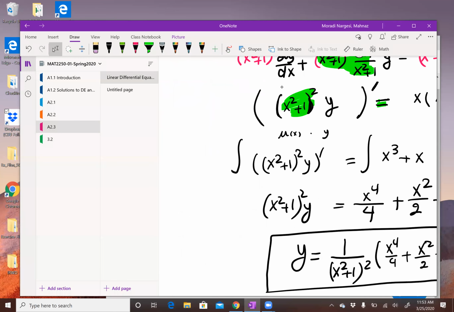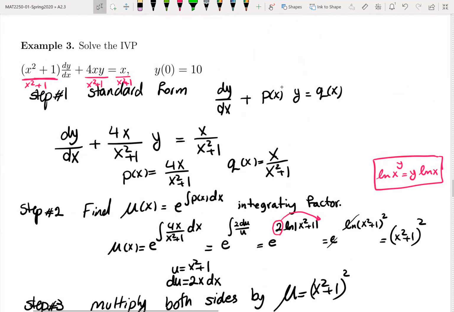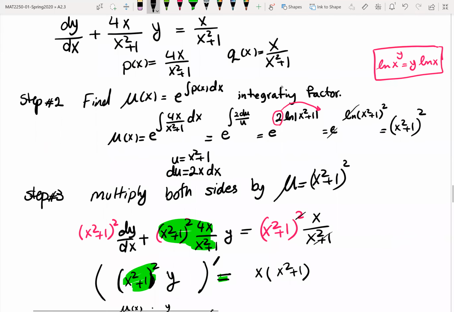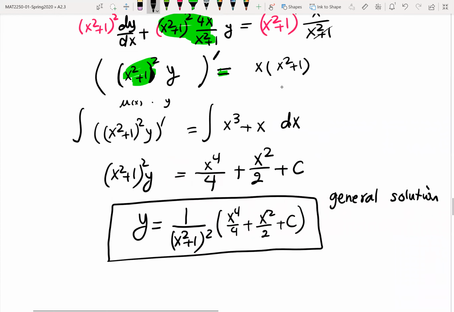Yep. Thank you. So I left my value, which was y at 0 equals 10. So then x equals 0, then y equals 10. So that's what we call the general solution. And now I can take care of my constant, right? So x was 0, y was 10.